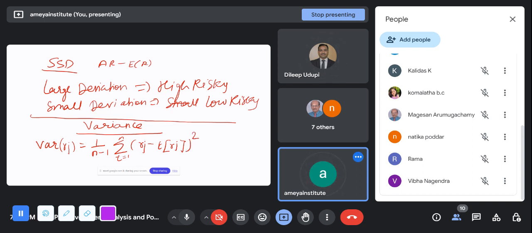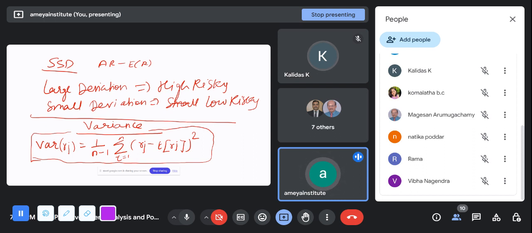Is it clear, this formula for variance now? Yes, sir. So what is the variance of any stock? It is 1 divided by n minus 1 times the summation of actual return minus expected return, squared, right? This whole thing I can write as sigma j squared. Can I write it like this?